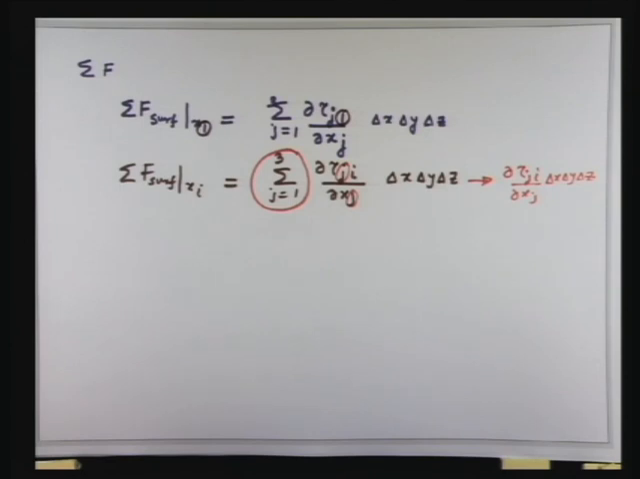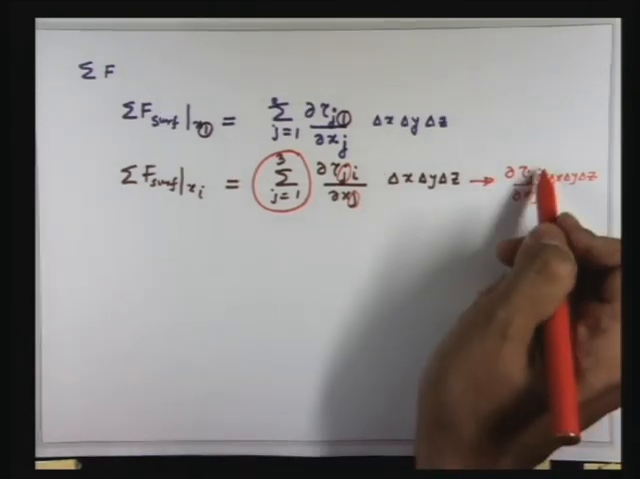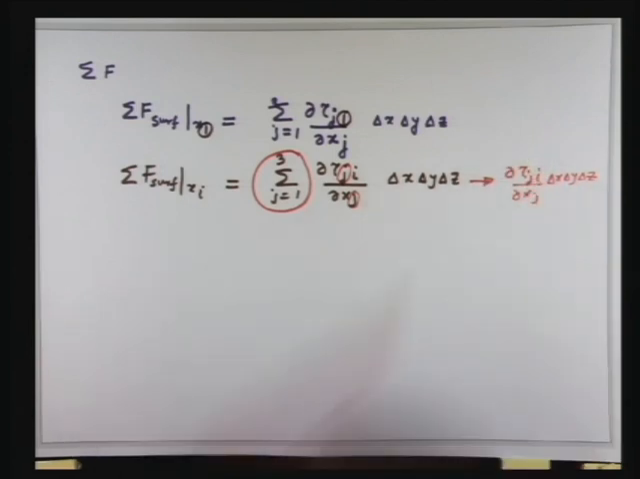Next, we will write this del tau ji del xj in terms of del tau ij del xj. So essentially we will express tau ij in terms of tau ji, or tau ji in terms of tau ij. How can we do that? To do that, we will appeal to conservation of angular momentum.